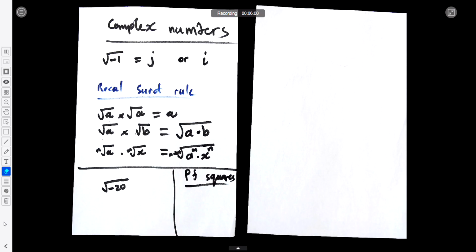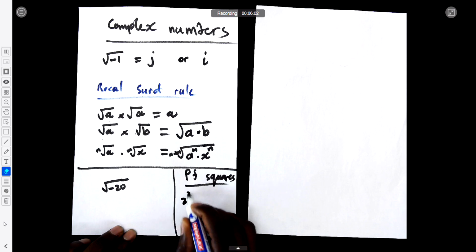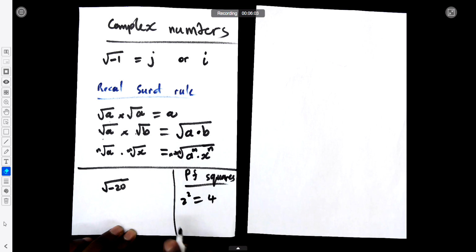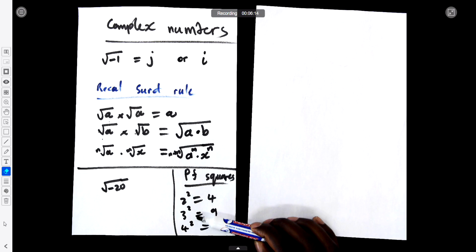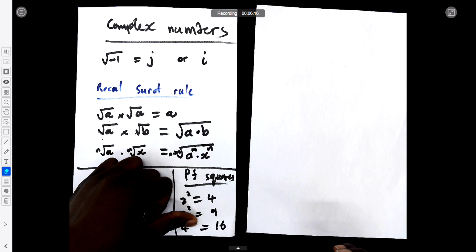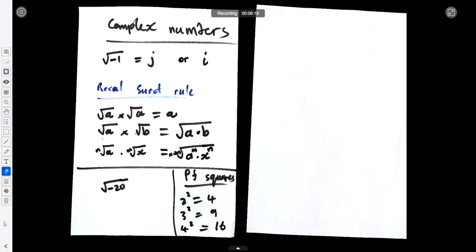So you need to recall perfect squares. I hope you know that 2 to the power of 2 is equal to 4, or even 1 to the power of 2 is equal to 1, 3 to the power of 2 is equal to 9, and 4 to the power of 2 is 16. So if you put 16 under a square root, you're going to get 4. If you put 9 under a square root, you're going to get 3. We call these perfect squares because the square root gets rid of the square and gives you the whole number. I hope it's clear.